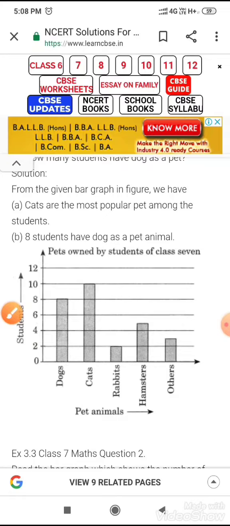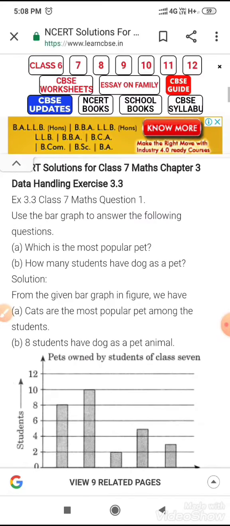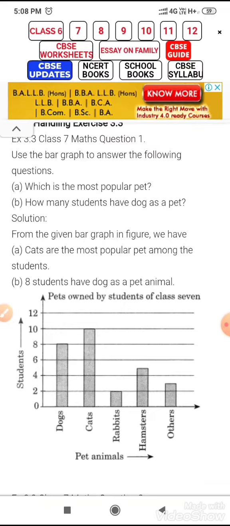Now, first question: which is the most popular pet? From this graph we can easily conclude that cats are the most popular pet among the students. In part B, how many students have a dog as a pet? You can answer this question from your graph: 8 students have a dog as a pet animal.